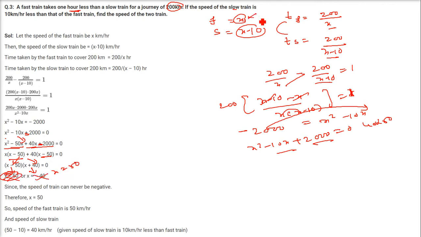So x equal to 50 is the speed of the fast train. Then x minus 10, that is 50 minus 10, 40 is the speed of the train which is slower.